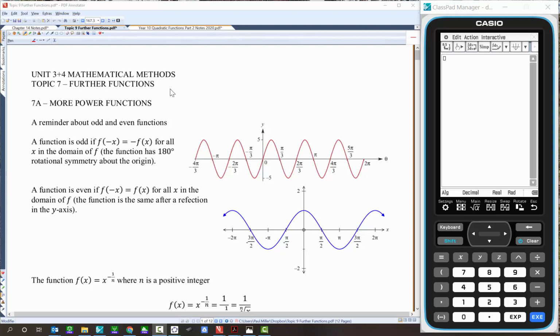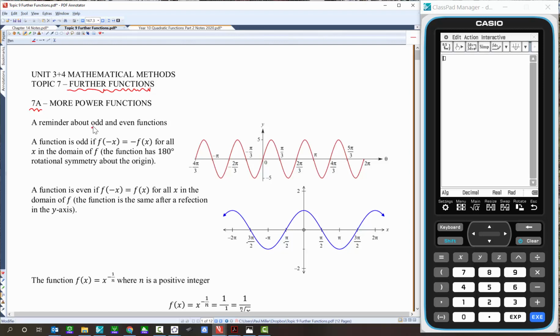We're rolling back the clock a little bit here today, and this topic is called further functions. It actually sits in chapter 7 in our textbook. Given that we've just knocked over chapter 11, we're going back in time, further back even than calculus. Today we're going to look at something called more power functions.